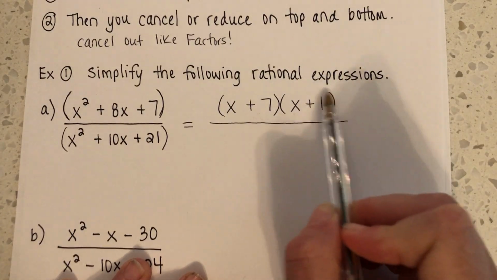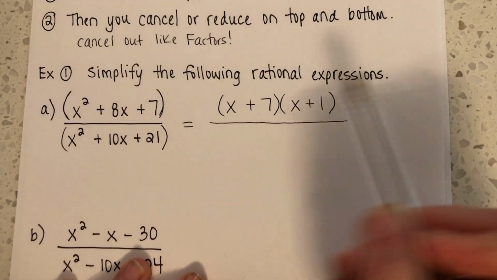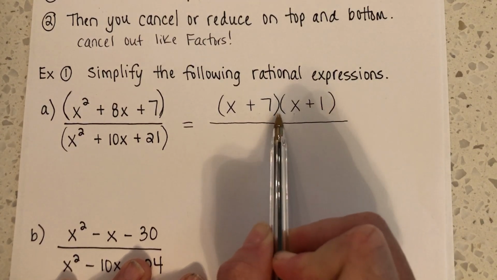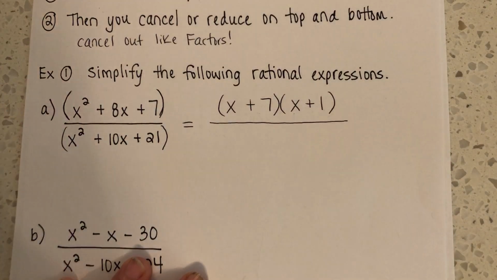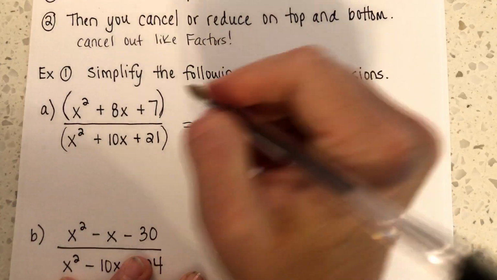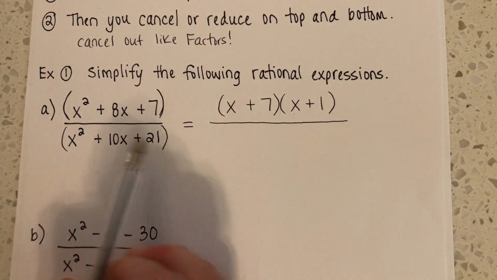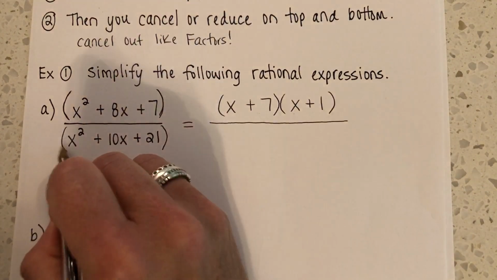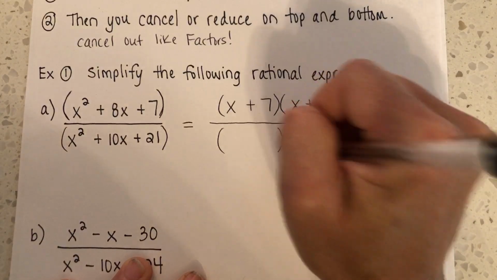I'd be allowed to take an x plus 1 on top and bottom and cancel it out, because now this package and this package are attached by multiplication, okay? All right, let's factor the bottom. I'd look for a GCF. There isn't one. It's not the difference of two squares. It's not grouping. There's no number in front, so I can go right to my factors.